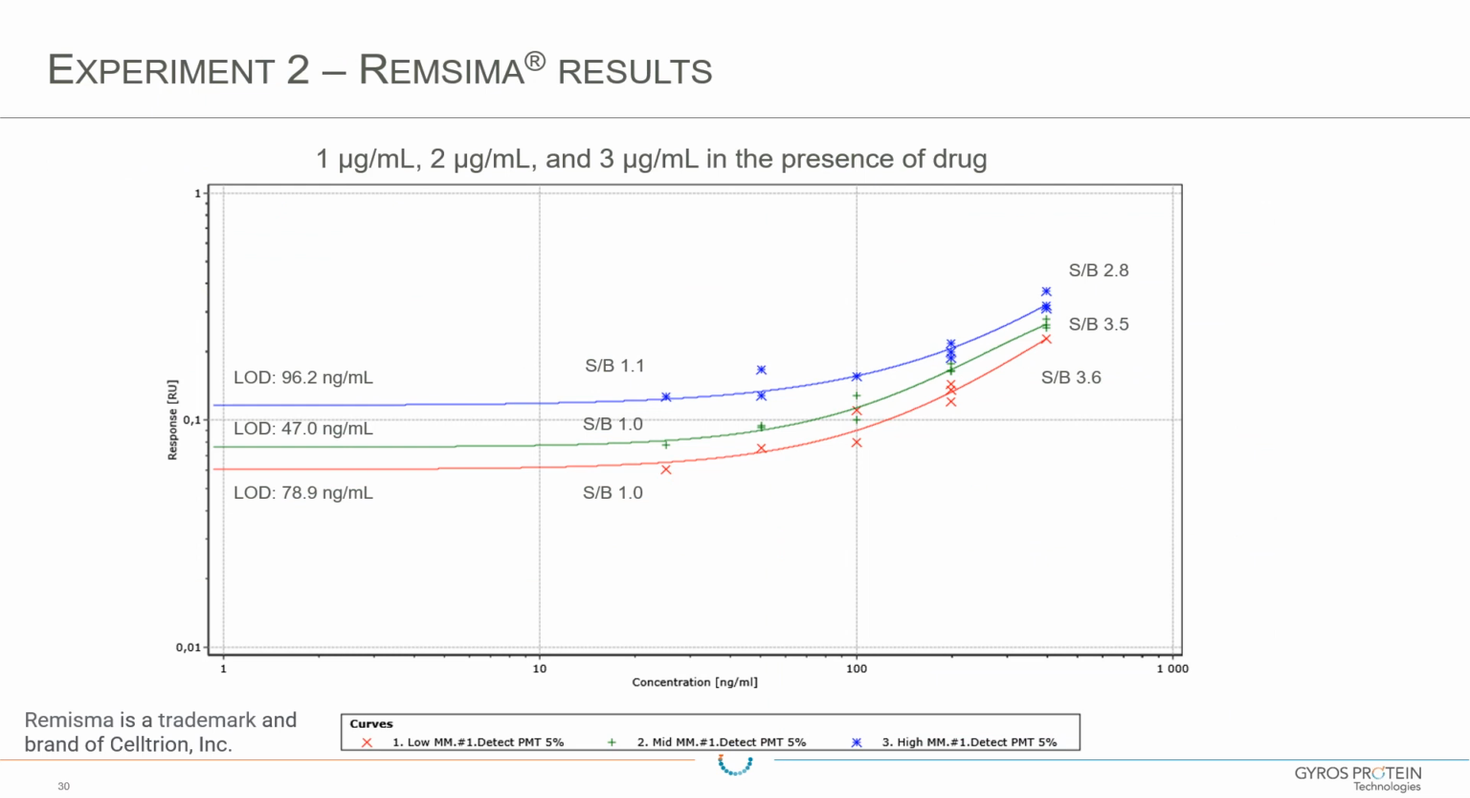Now looking at the results, this is results from a different drug, REMSIMA, which is a biosimilar of Remicade or infliximab. In this case, we've looked at the 3 master mix concentrations, 1, 2, and 3 microgram per mil, in the presence of drug. And then we look at the relative response values and the mini standard curve response, and we're looking at the limit of detection in the presence of drug. As you can see here, the middle curve, the green 2 microgram per mil, has the best sensitivity, around 47 nanograms per mil.